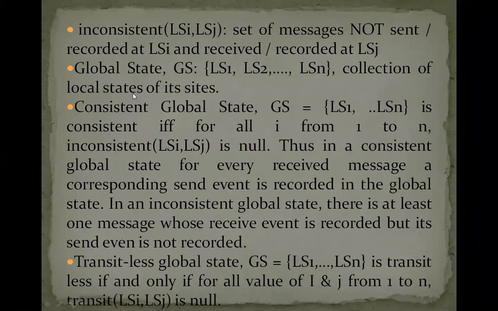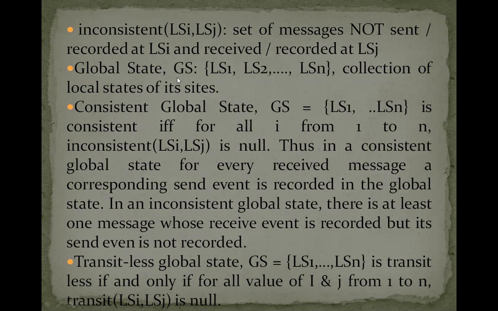Now, when will it be inconsistent? Inconsistent means the two local states maintained at one point and another point, that is at LSI and LSJ, how will they be inconsistent? The set of messages not sent or recorded at LSI, and received and recorded at LSJ. If a message which has been sent by a particular process has not been recorded at the sending side, but it is received at the receiving end and recorded there, then in that particular case, we say that these two states are in an inconsistent position.